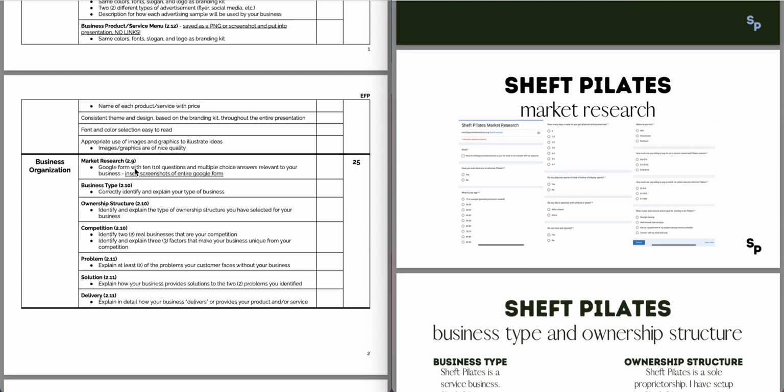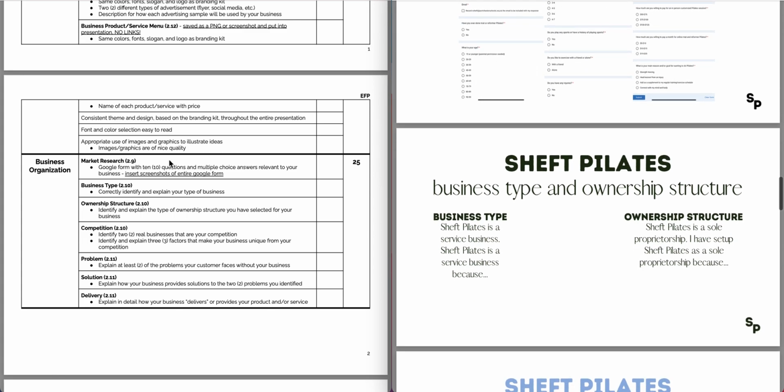Insert screenshots of the entire Google form. As you can see, I took a screenshot of each part of the Google form to include the entire thing. Moving on to business type: correctly identify and explain your type of business. You can see I started my ideas here. I didn't finish writing my ideas. You need to use this as a guide.